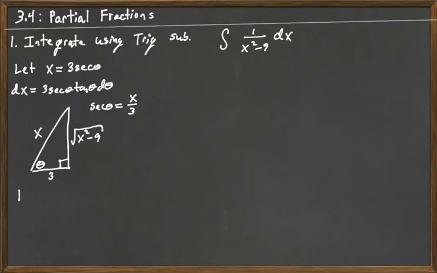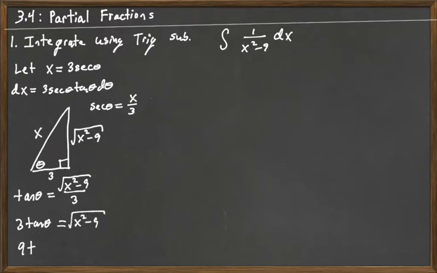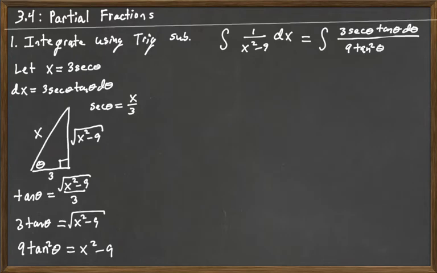Using the Pythagorean theorem to find the opposite side, that's going to be the square root of x squared minus 9. If we use the tangent of theta, that is going to be the square root of x squared minus 9 all over 3. And then we'll multiply both sides by 3, and we'll have 3 tangent of theta is equal to the square root of x squared minus 9. If we square both sides, then we'll have 9 tangent squared theta is equal to x squared minus 9. So what we'll do from here is replace the differential dx with 3 secant theta tangent theta d theta, and we'll replace the x squared minus 9 with 9 tangent squared of theta.